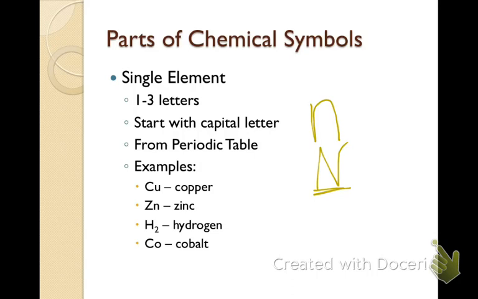These are taken from the periodic table, and it's a good idea to start to know the different chemical names and their symbols for each of the elements, and you can use Table S to help you out with that. So some examples: Cu, so capital C, lowercase u, that's copper. Zn is zinc, H2 is hydrogen, and C with a lowercase o is cobalt.